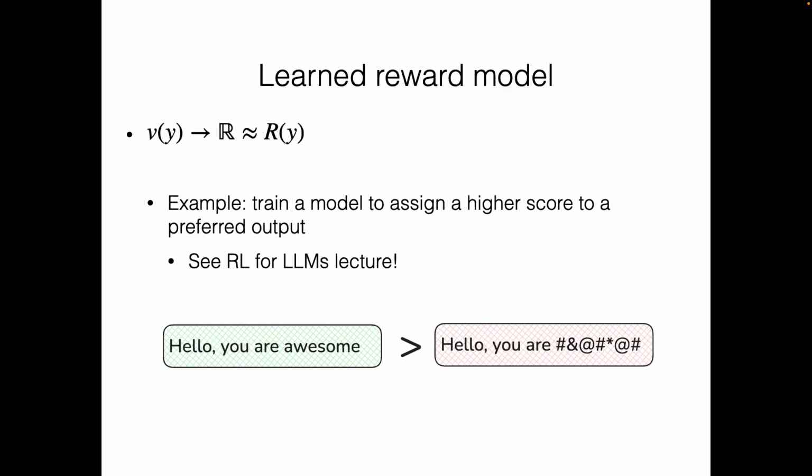If you remember the reinforcement learning lecture, we talked about learning these kind of preference-based reward models. So here we just assume that we have preference data. So you have, say, two different outputs from a language model. And then the goal is to train the model so that it assigns a higher score to the preferred outputs.